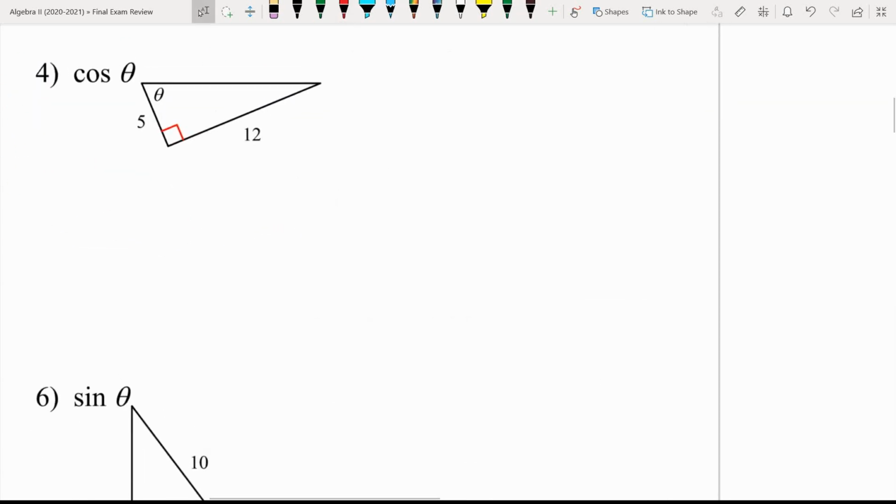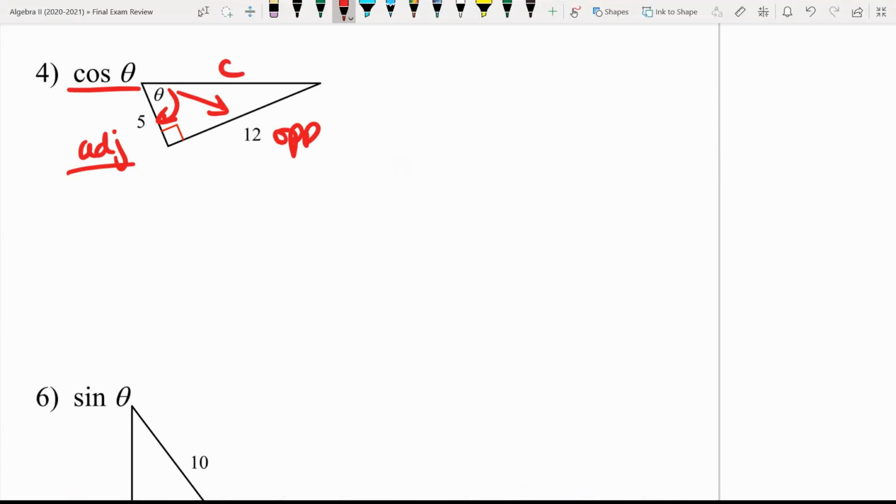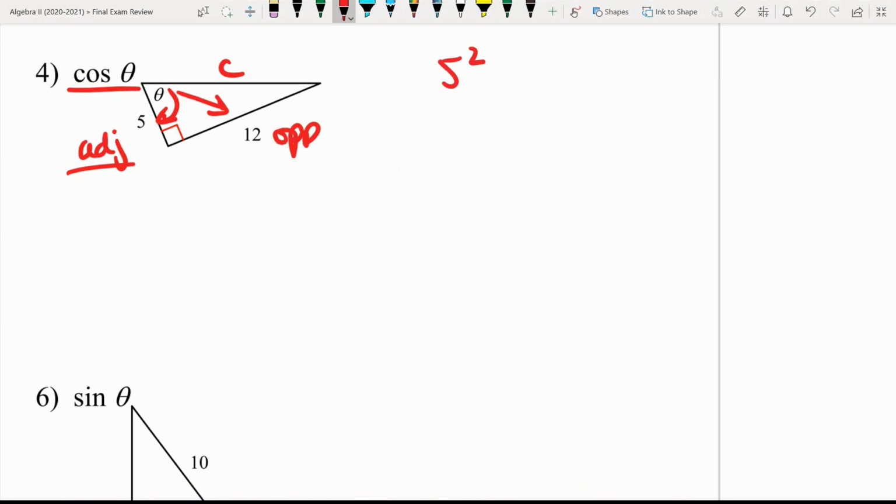On this one, I want to find cosine. This angle here, or this side here from this angle, this is the opposite side. This is the adjacent side. But cosine, I need to find the adjacent side divided by the hypotenuse. I don't have the hypotenuse, so this is the case where you need to figure out what this side over here is. Let's call it c. Okay, so a squared plus b squared equals c squared. That is the Pythagorean theorem.